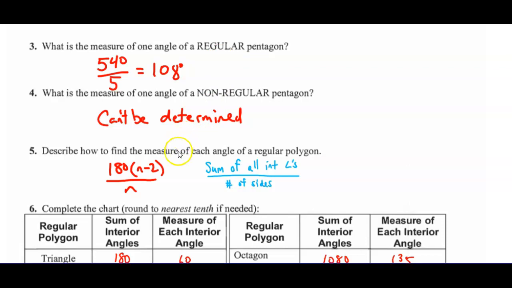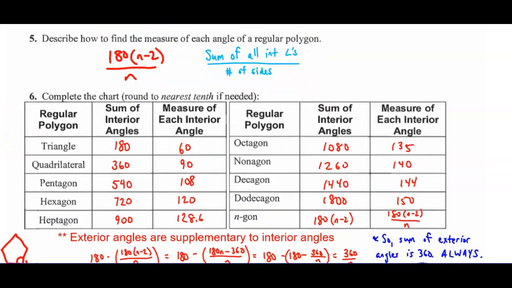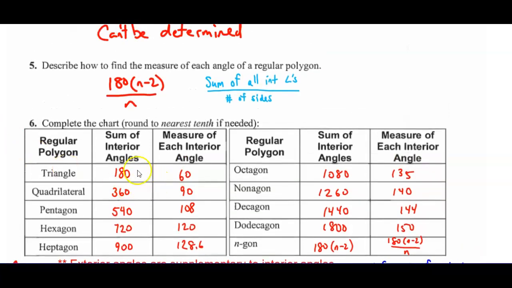All right, describe how to find the measure of each angle of a regular polygon. We're going to take the sum of all the angles and divide it by how many sides there are, because the number of sides and the number of angles is the same. So just divide by n, and that takes the sum and turns it into an individual angle. So we can do that for any one of these. In the first column for each type is the total degrees in that figure, and then if I just divide by how many sides there are, in other words 720 divided by 6, 900 divided by 7, and so on down the line, I can figure out what each interior angle is.